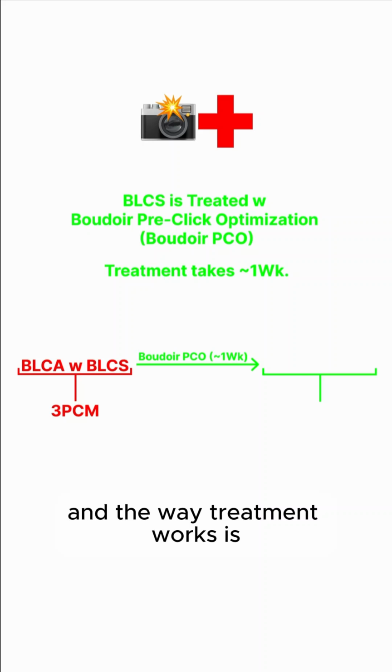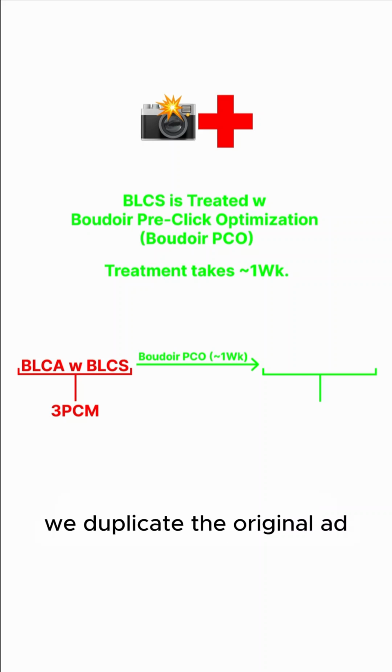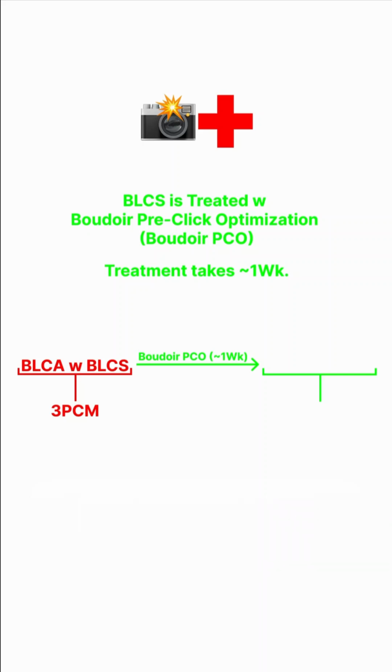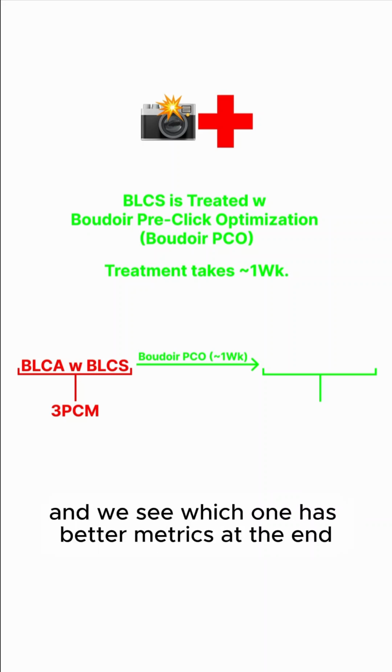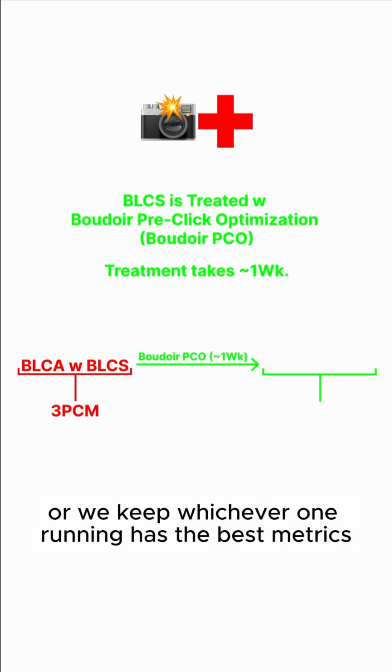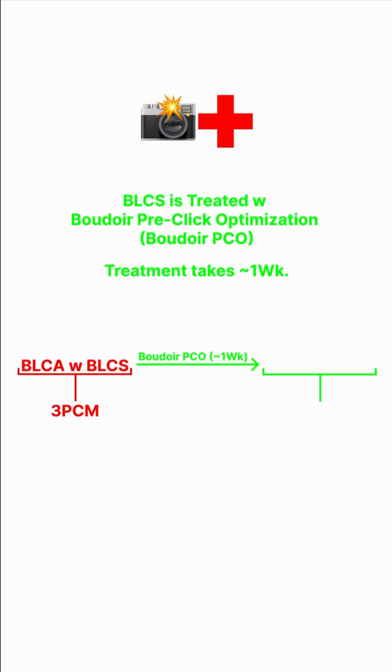And the way treatment works is we duplicate the original ad, leaving the original ad as it is. We apply the Boudoir Pico treatment to the duplicated ad, leaving the original untouched. And we run them both in parallel and we see which one has better metrics at the end. On average, it takes about a week. And after that, we keep whichever one has the best metrics running.